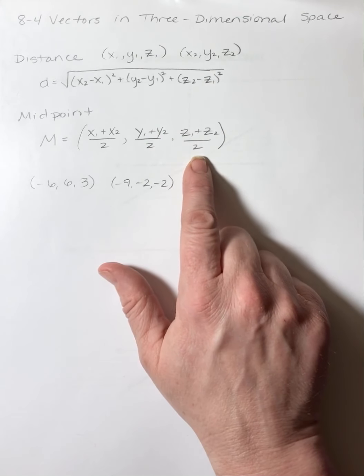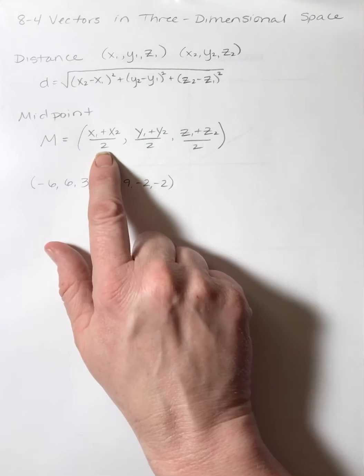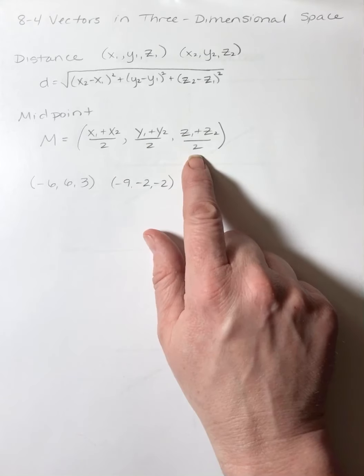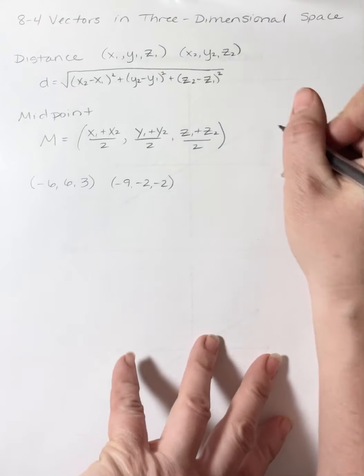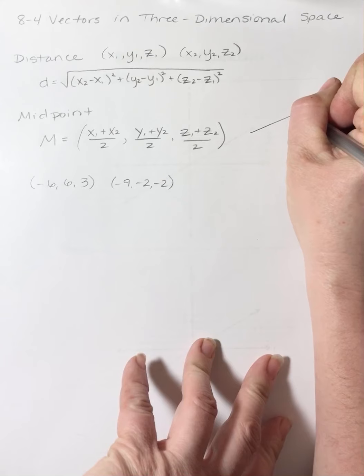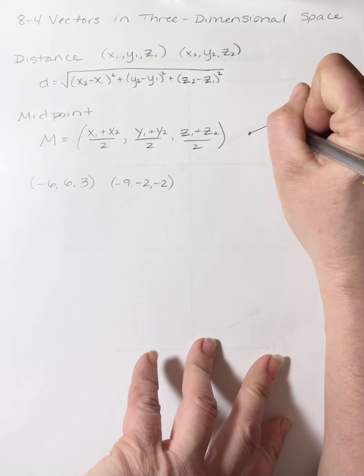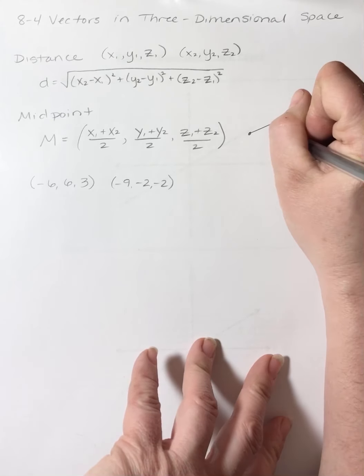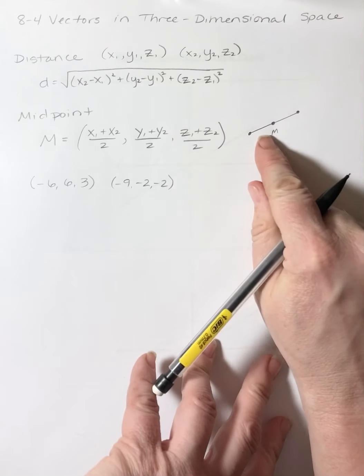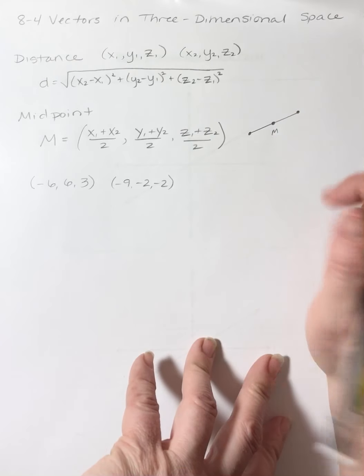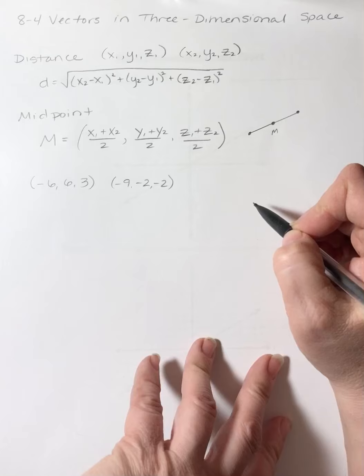Midpoint, there's the midpoint between two ordered pairs. This is the midpoint between two ordered triples. You find the average of the x's, average of the y's, average of the z's. The midpoint, if you remember, is what is halfway between two, and it doesn't matter if it's ordered pairs or ordered triples. The midpoint is what's halfway in between, okay?